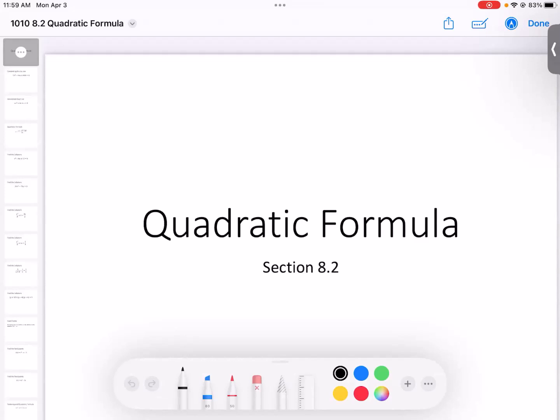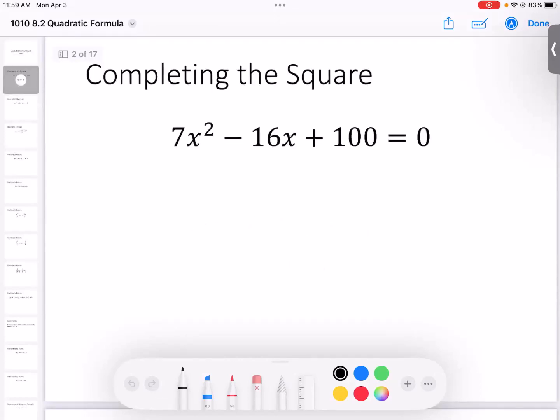So in our last lesson, we talked about how to complete the square. Just as a review, what would our first step be if we wanted to complete the square for this equation? Perfect. Yep. We divide by 7 because the x squared term has to be by itself. So we'd get x squared minus 16 over 7x plus 100 over 7. And this would equal 0.